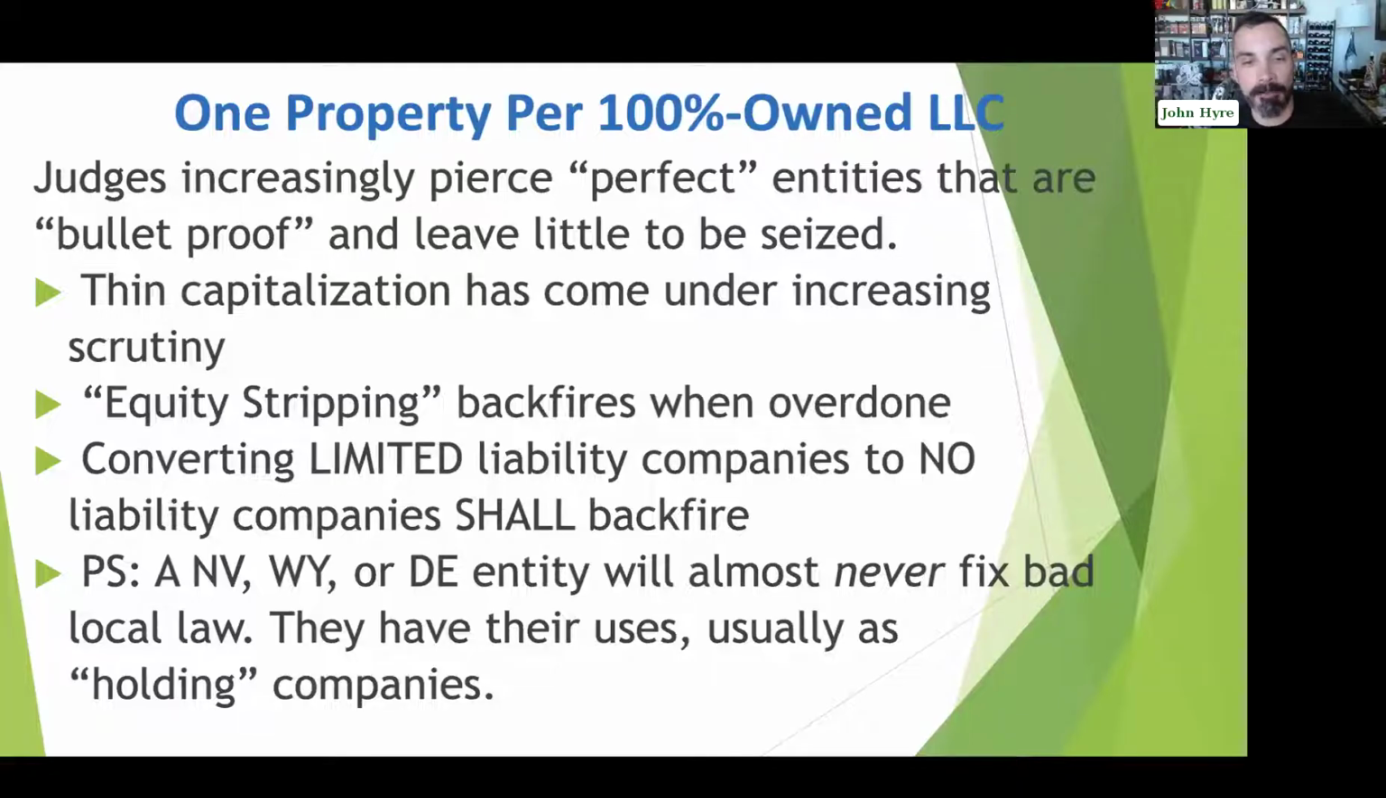Take a look at the last bullet point: Nevada, Wyoming, and Delaware entities. Do these three states have better law than your state, especially if your state is California? Yeah, everybody has better law than California, even New Jersey. Sorry, but true. Does having an entity in Nevada, Wyoming, or Delaware fix the fact that California has bad law when you're doing business in California or subject to California's jurisdiction?